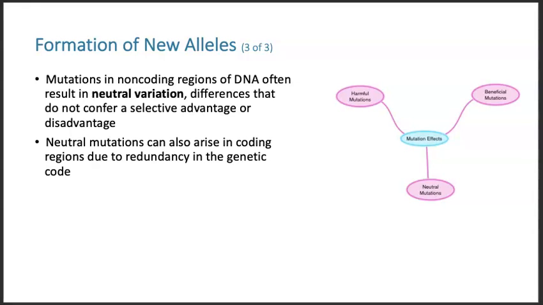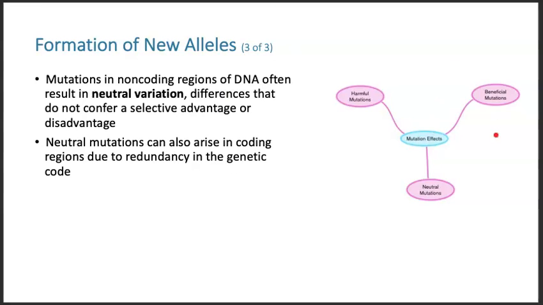Mutations in non-coding regions result in neutral variation. All that means is that if there's a difference, it might not give you an advantage or a disadvantage in natural selection. A neutral mutation can arise in a coding region, especially if there's some sort of redundancy.